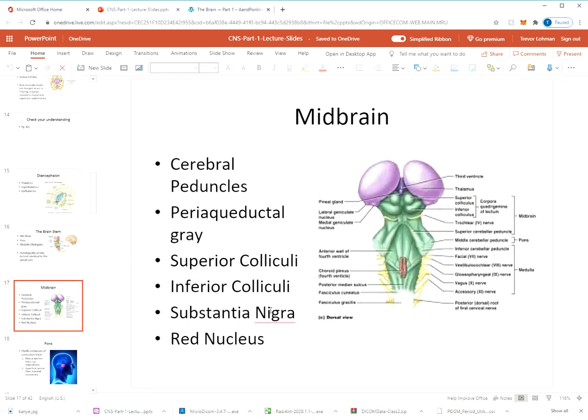Oh, I'm sorry, guys. I did not realize I had a separate slide for each of these brainstem regions, so I wouldn't have gotten so much detail in the last slide.